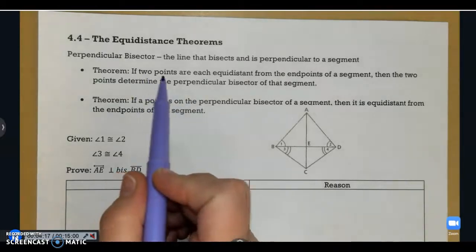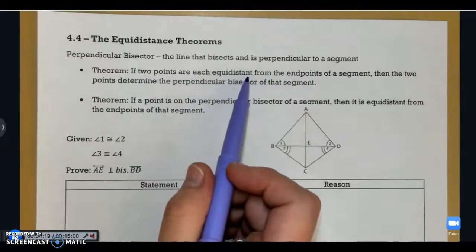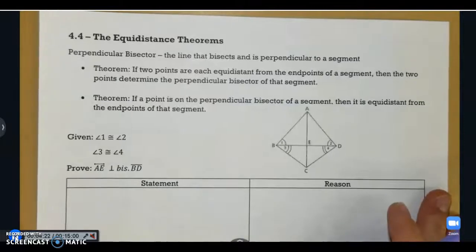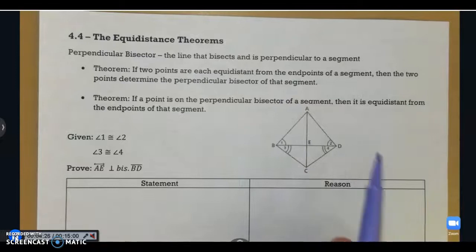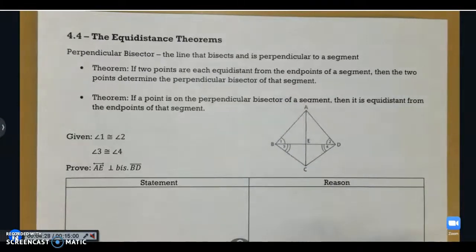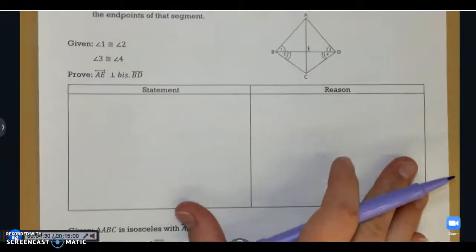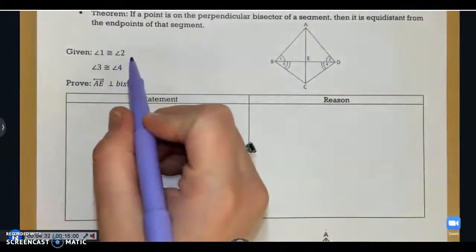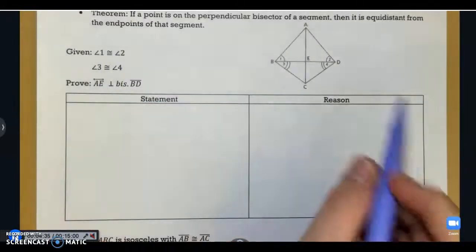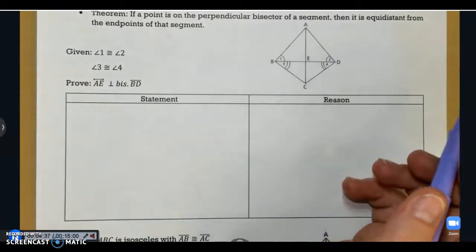So if we can prove that we have 2 points that are both equidistant from the endpoints of a segment, then the line connecting those 2 points determines the perpendicular bisector. And we're going to use that theorem for these two proofs. So starting on this first one, angle 1 is congruent to angle 2, and angle 3 is congruent to angle 4, and our diagram is already marked that way.